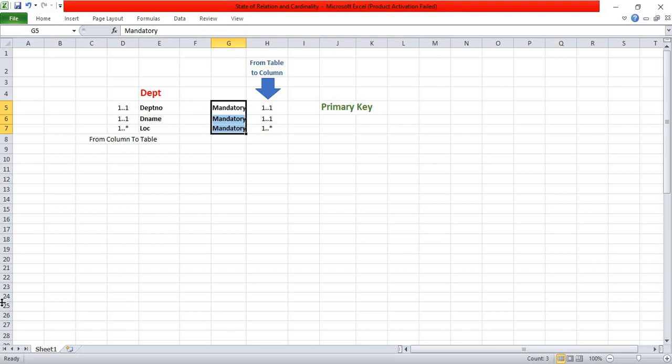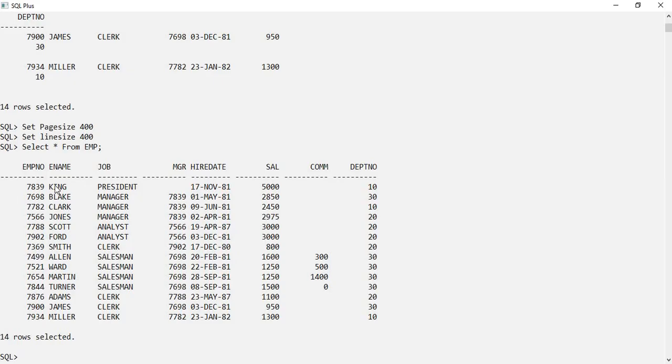From the EMP table to column, the question is: can an employee have more than one employee number? Can an employee have more than one employee name? This is from table to column. Can an employee have more than one job? Can an employee have more than one manager? Can an employee have more than one hire date? Can an employee have more than one salary? Can an employee have more than one commission? Can an employee belong to more than one department?